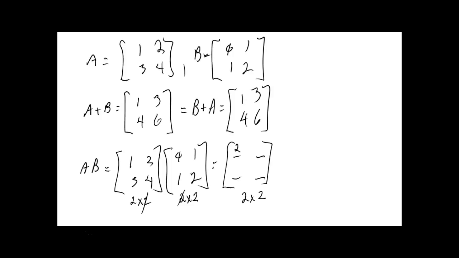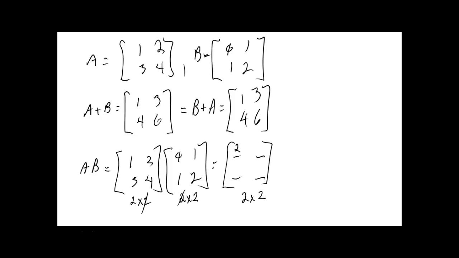What's required is the number of columns here equal the number of rows there. And what I suggest, just cancel out those two numbers. They've got to be the same, and your resulting matrix is going to be the number of rows here by the number of columns there. So it's a 2 by 2 as well. It's not always going to be that case, but these two have to be the same. The resulting size is the outside.